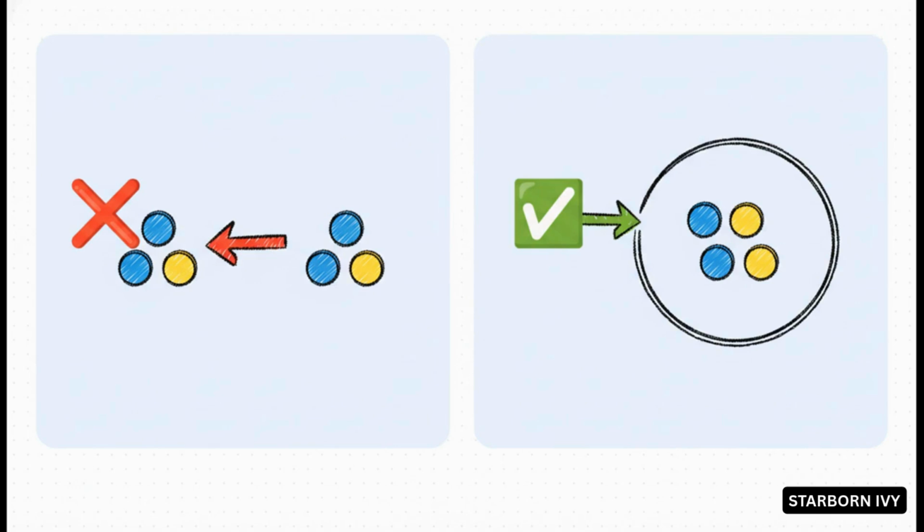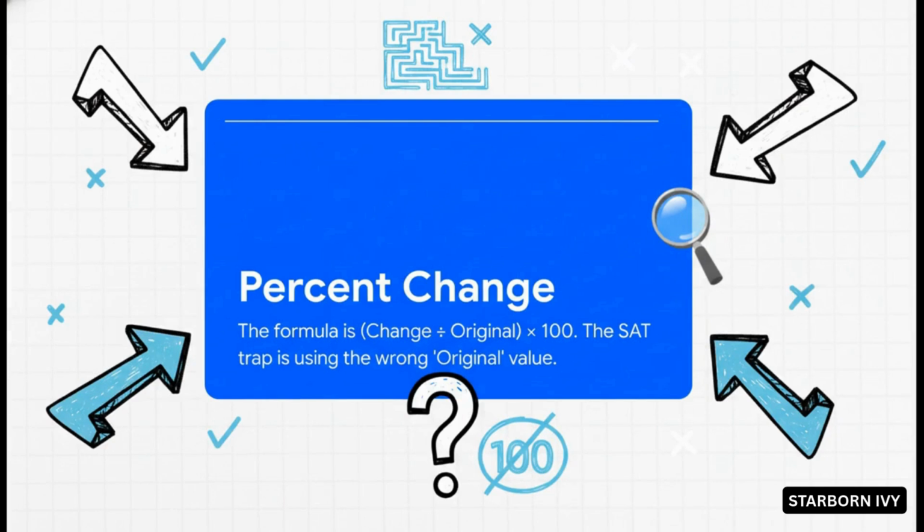So let's break this down, because it's so important. If the ratio of boys to girls is 3:2, that's a part-to-part comparison. Simple. But if the question asks for the fraction of students that are boys, it's asking for part to whole, and you have to create that whole yourself by adding the parts. 3 plus 2 equals 5. So the answer is 3/5. The SAT is just sitting there, waiting for you to write down 3/2. Don't fall for it.